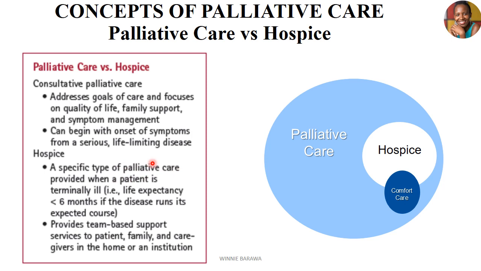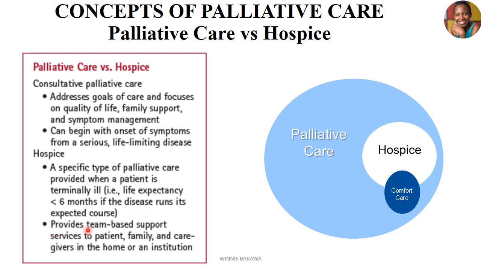This is what I was trying to explain. Hospice is a type of palliative care. It's not an independent type of care. It's a type of palliative care that is provided when a patient is terminally ill and the life expectancy is less than 6 months if the disease runs its expected course.